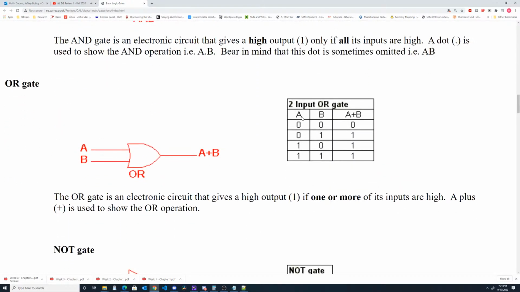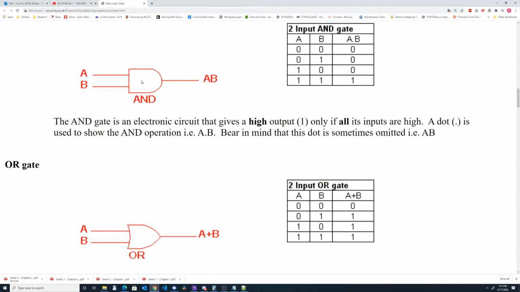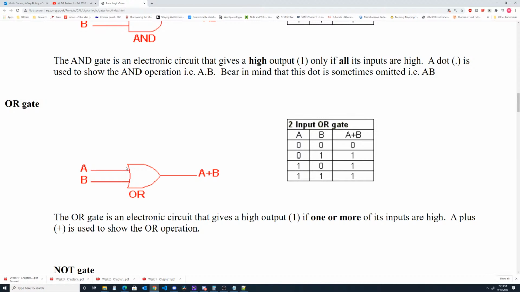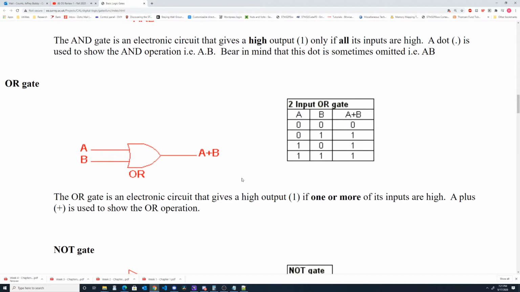Moving on, we have the OR gate. It looks like this. It's like the AND gate, but it has a pointed nose and curved back right here. When we look at its truth table, if one of the inputs is 1, it doesn't matter if it's A or B. If just one input is 1, then that's going to turn the entire output to be 1. So if A or B is equal to 1, the output is 1.